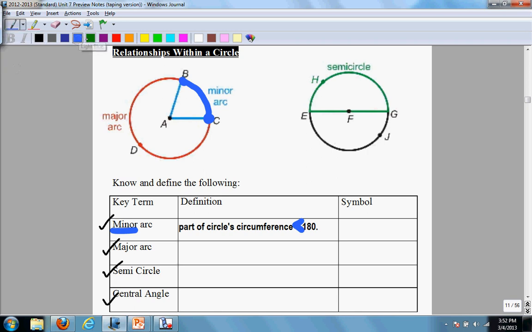We label minor arcs using 2 letters. So watch, I go B, C, 2 letters. Now put the little arc symbol. That means the minor arc. If it's 2 letters, it's less than 180 degrees. That's a minor arc, part of a circle's circumference less than 180.